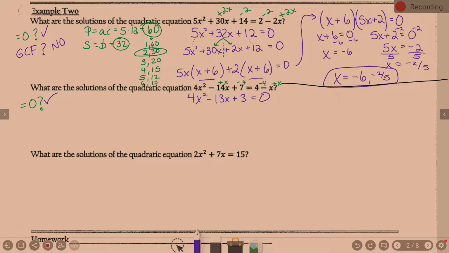So it equals 0. Is there a GCF? No. Nope. No GCF. We tried. We checked. And that's why I always ask you, and I'm writing it down as reminders. What do you notice about this problem? Yeah. There's an a value, right? So this is of that form, ax squared plus bx plus c.